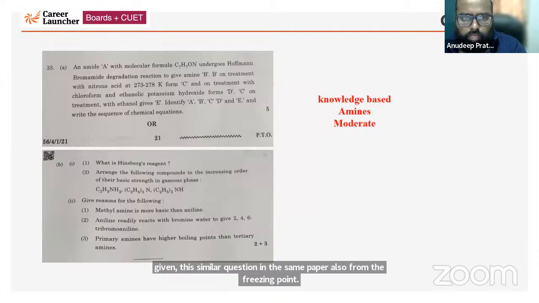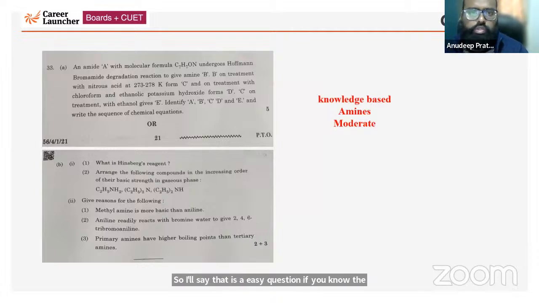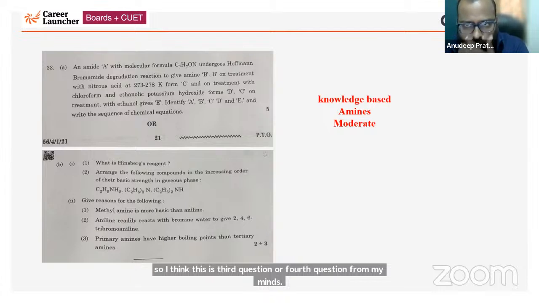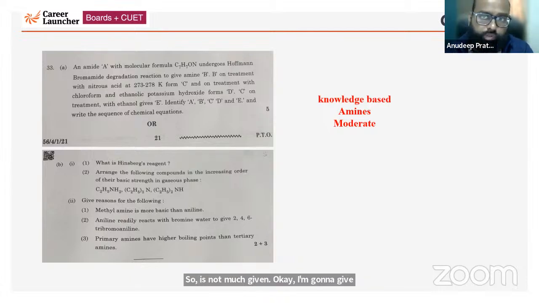Next question is from amines. Okay. So I think this is the third or fourth question from amines. Amines not much given. In organic chemistry, aldehydes, ketones, alcohols, phenols, ethers, haloalkanes also mainly focused. I think this is the second or third question from amines.